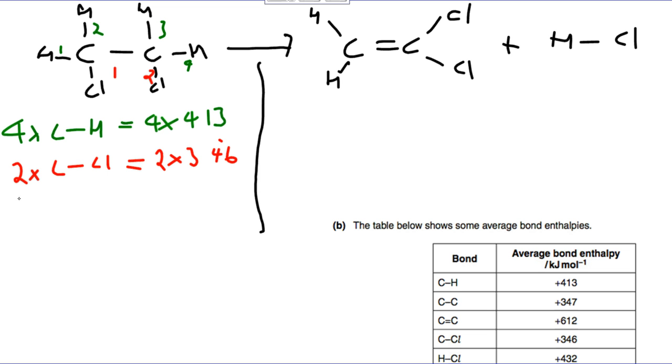And we have 1 times C–C bond, which is just going to be 347. To find the total bond enthalpy on this side, we then have to add the sum of all these up, don't we? So we'll do 4 times 413. I have to reach for my calculator. Plus 2 times 346 plus 347, which I make to be 2,691. I've written it in a lovely purple.